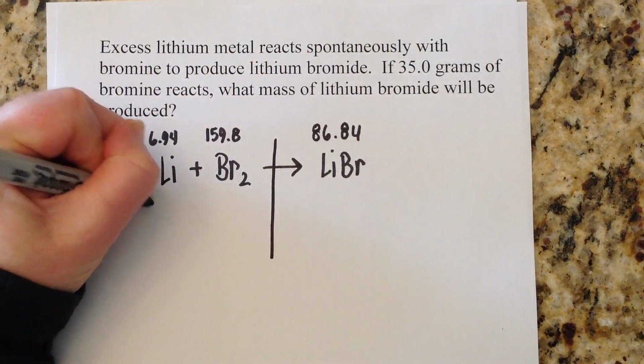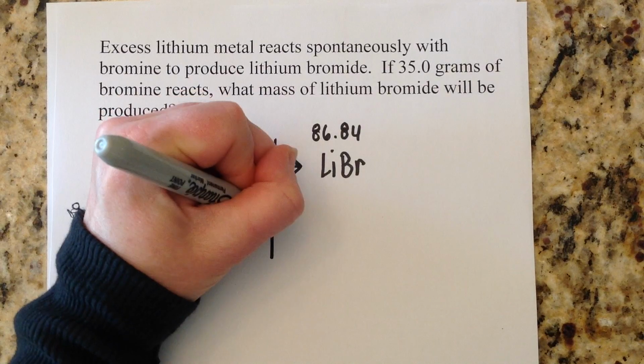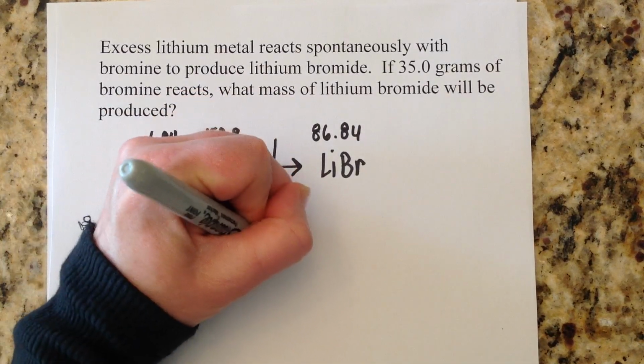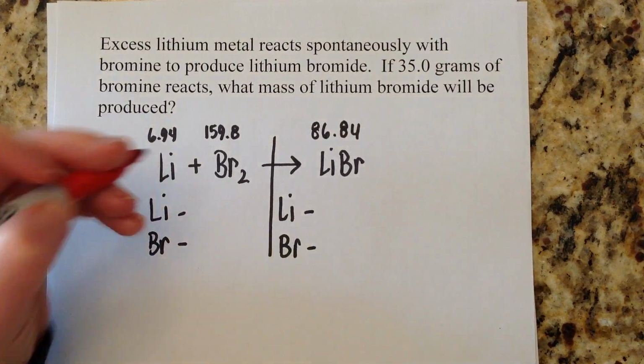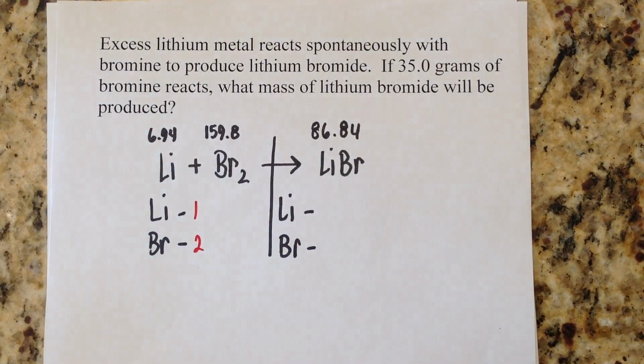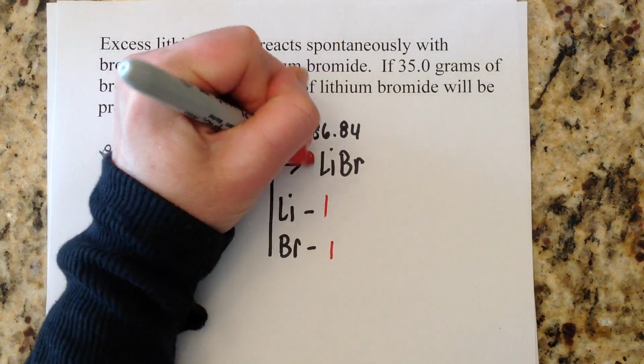So next thing we want to do is we want to balance this. So it's going to be pretty quick to balance. A lot of you could probably just eyeball this and do it really quick, but since I'm teaching a lesson, I'm going to be just a little more thorough here. So let me go to a red pen so you can see these coefficients very clearly. We have 1 lithium, we have 2 bromines, 1 lithium, 1 bromine. I'm going to put a 2 here.